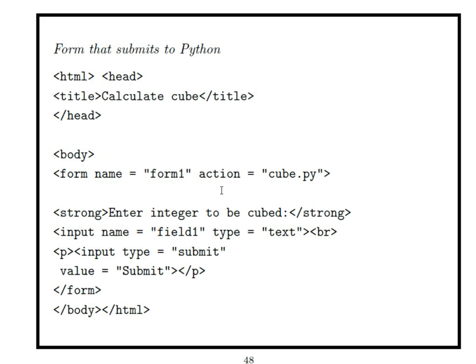So here we have a form, and this form is to compute a cube, and we enter information here, which is the integer to be cubed. That's going to be in the field1 text field, and we have a button to submit that. And then separately we have cube.py, which is a Python program that reads the field1 and generates the result web page.